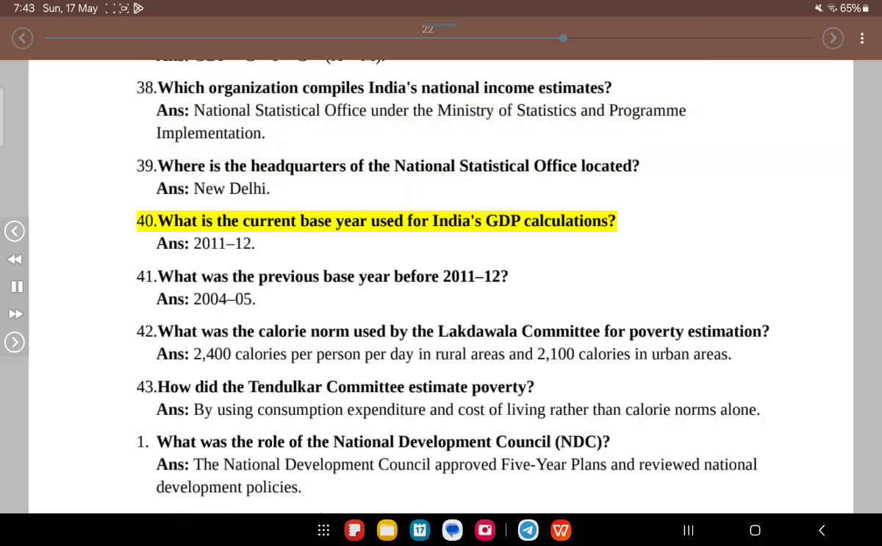What is the current base year used for India's GDP calculations? Ans. 2011-12. 41. What was the previous base year before 2011-12? Ans. 2004-05. 42. What was the calorie norm used by the Lagdawala Committee for Poverty Estimation? Ans. 2,400 calories per person per day in rural areas and 2,100 calories in urban areas.